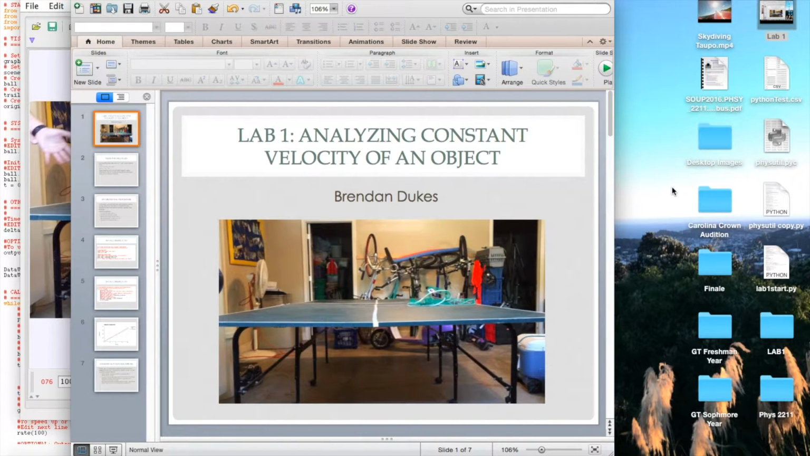Hello, this is Lab 1, analyzing the constant velocity of an object. The purpose for this lab was to test Newton's second law by using an object that's moving at a constant velocity. To do this, I rolled a soccer ball across a ping pong table from left to right, as seen in this video.